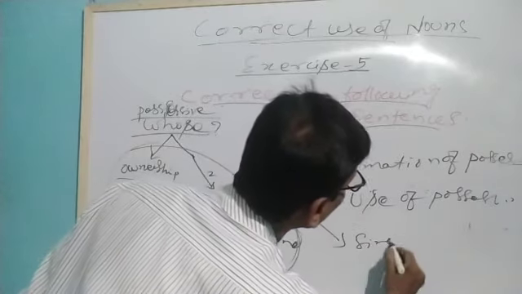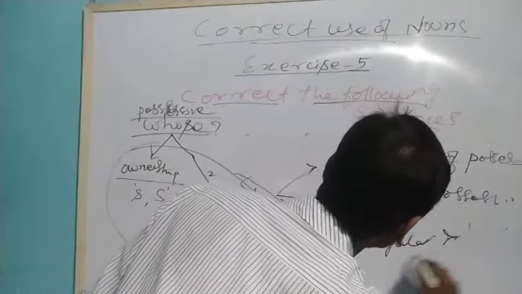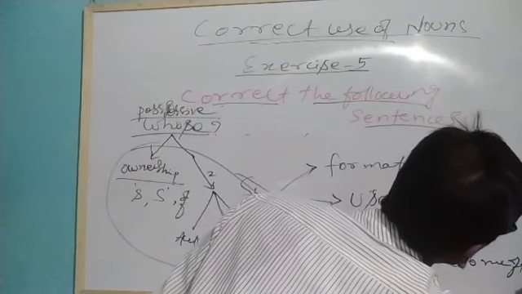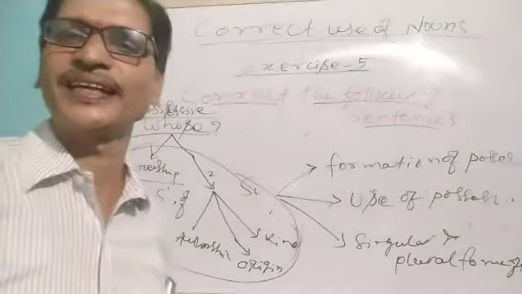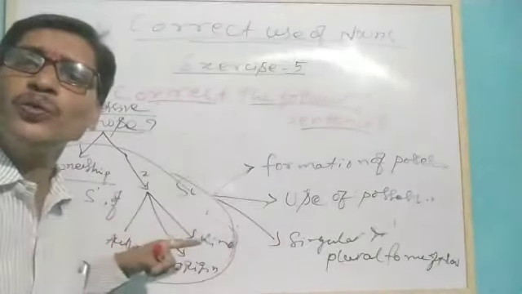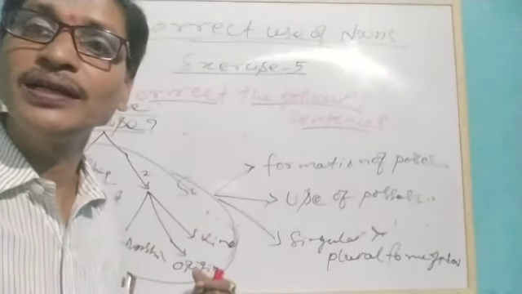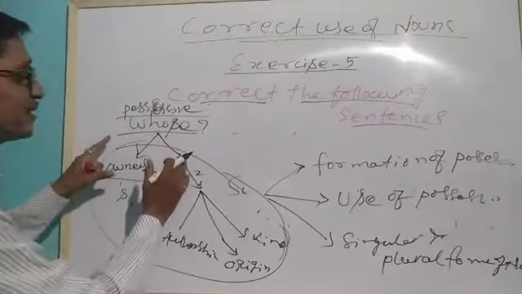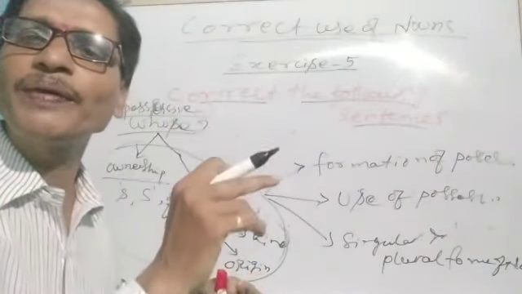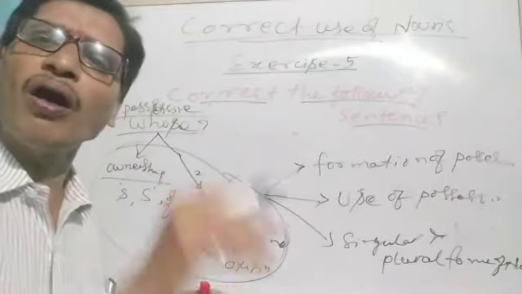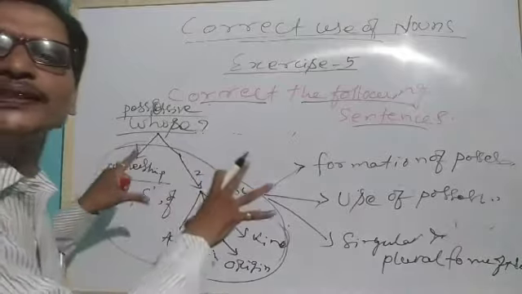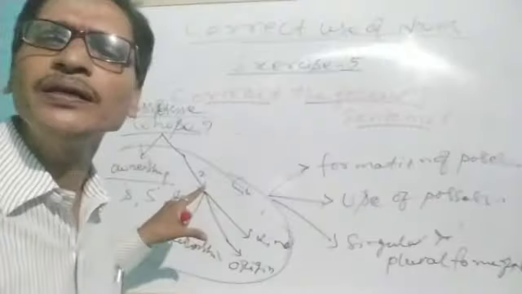Then singular and plural form of nouns where we make the possessive cases. You see, while discussing the possessive case, when we have the question of whose, at the same time the possessive cases we can form using 's or s' or 'of' for non-living things, the rules we discussed. But possessive cases we have been using for two different purposes.